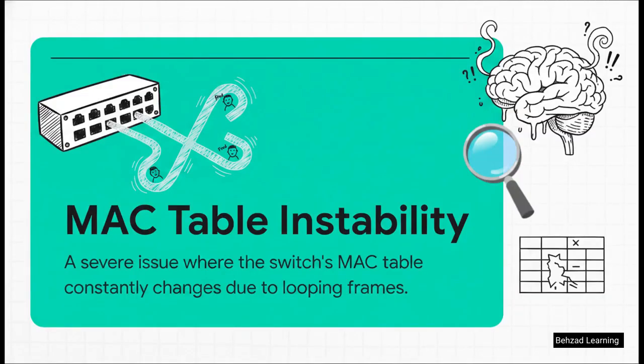This physical loop creates a severely insidious side effect called MAC table instability. Remember, switches learn by looking at the source MAC of incoming frames. If a looping frame from our guy Fred comes in on port 1, the switch learns Fred is on port 1. A microsecond later, that exact same looping frame comes in on port 2. The switch updates: wait, actually Fred is on port 2. The switch's brain essentially melts. It's constantly rewriting its table, which completely breaks its ability to forward legitimate traffic.